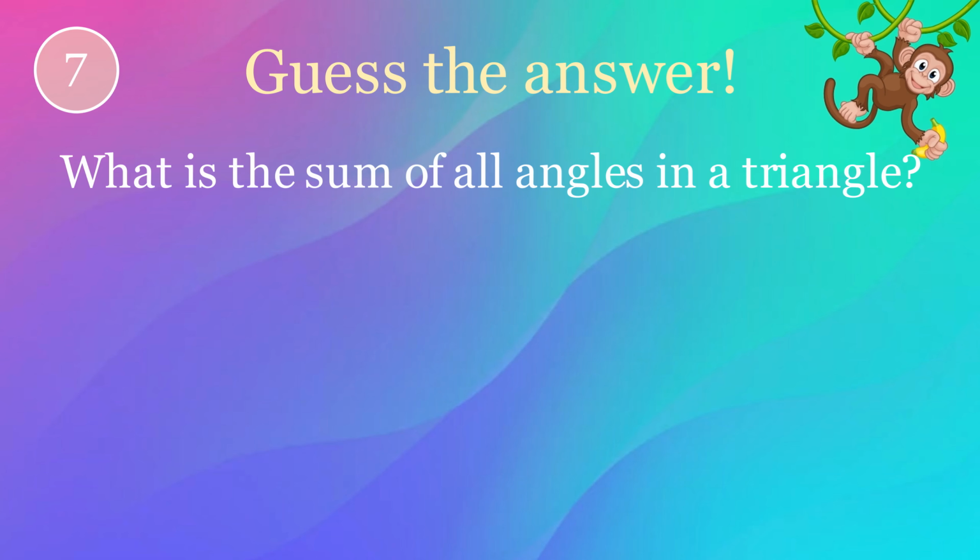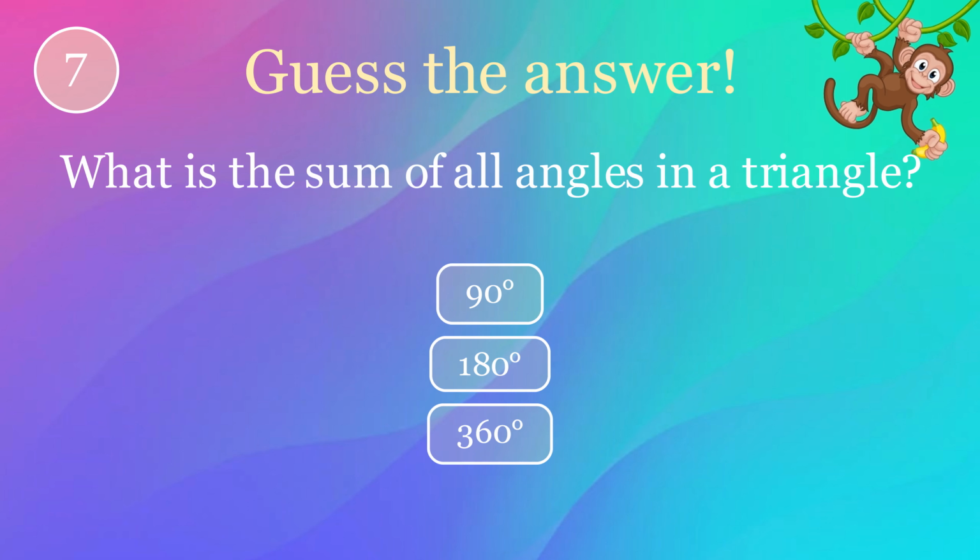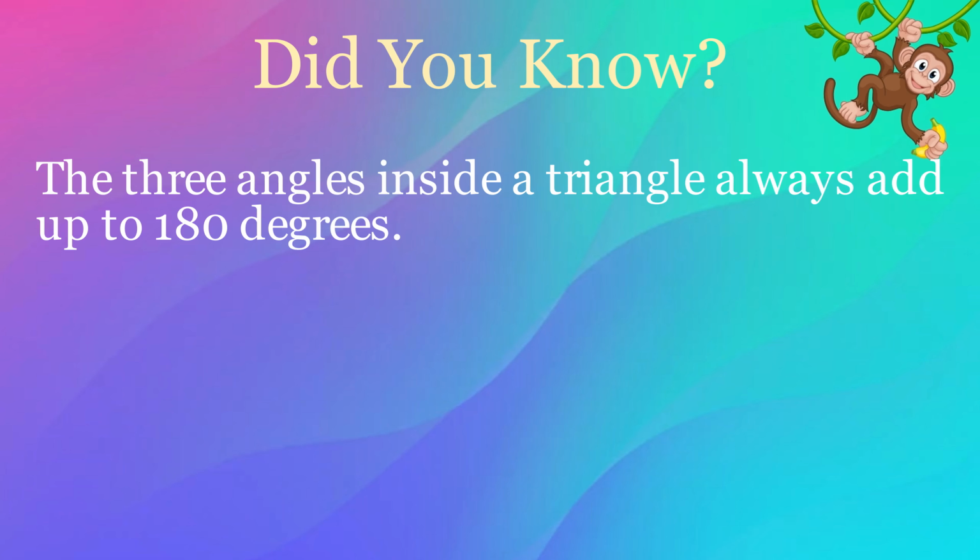What is the sum of all angles in a triangle? 90 degrees. 180 degrees. 360 degrees. The correct answer is 180 degrees. Here's an interesting fact: the three angles inside a triangle always add up to 180 degrees.